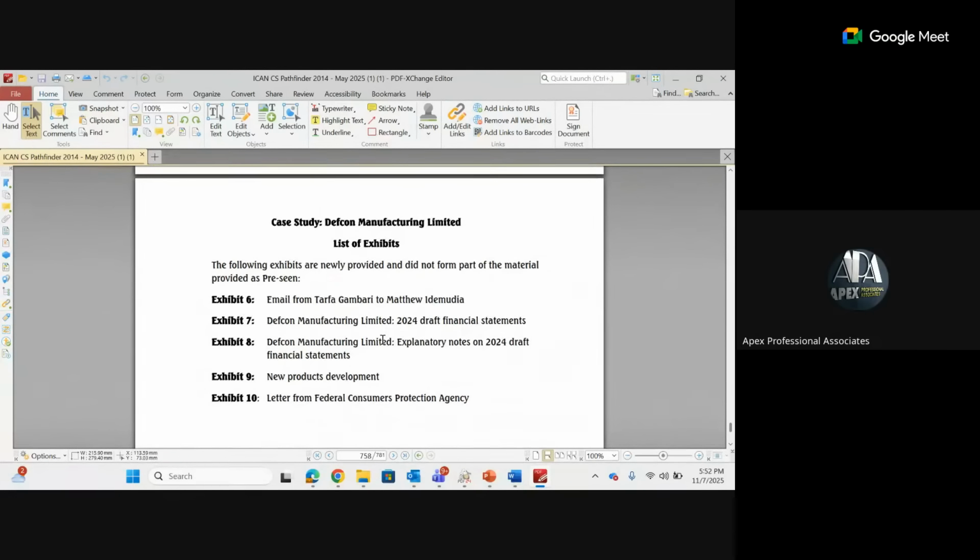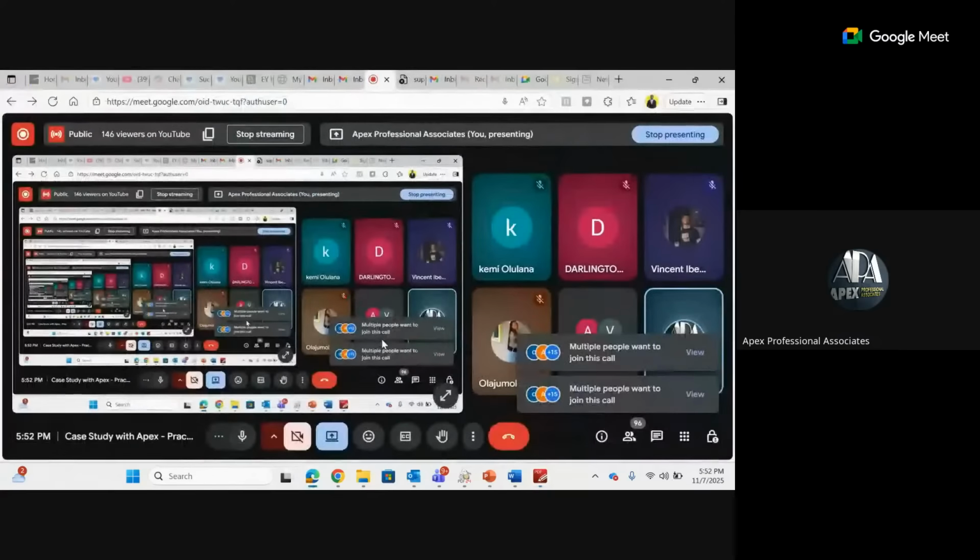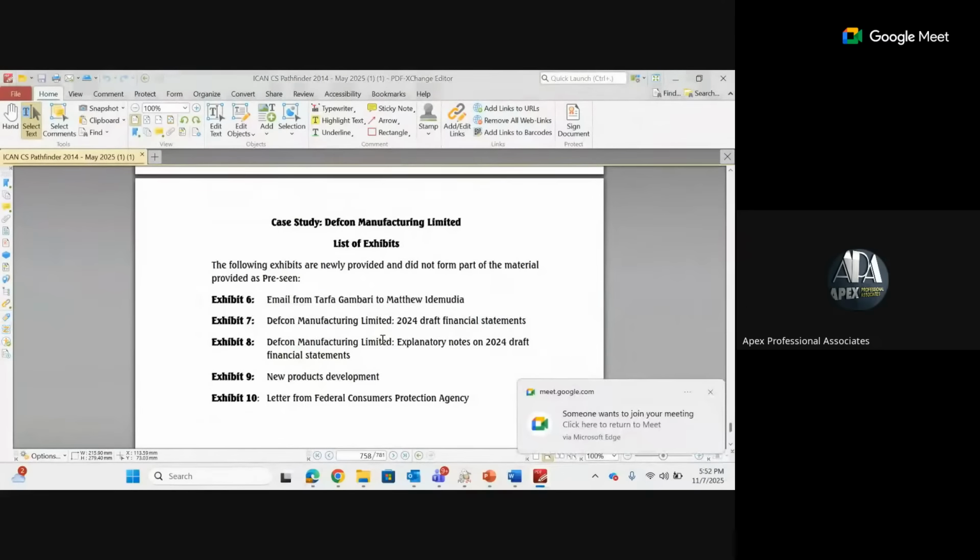In the unseen, you can see that the exhibits continued from where it stops. In the present, we have 5 exhibits. In the unseen, we also have 5 exhibits. List of exhibits: the following exhibits are newly provided and did not form part of the material provided as present. Exhibit 6, 7, 8, 9, and 10.